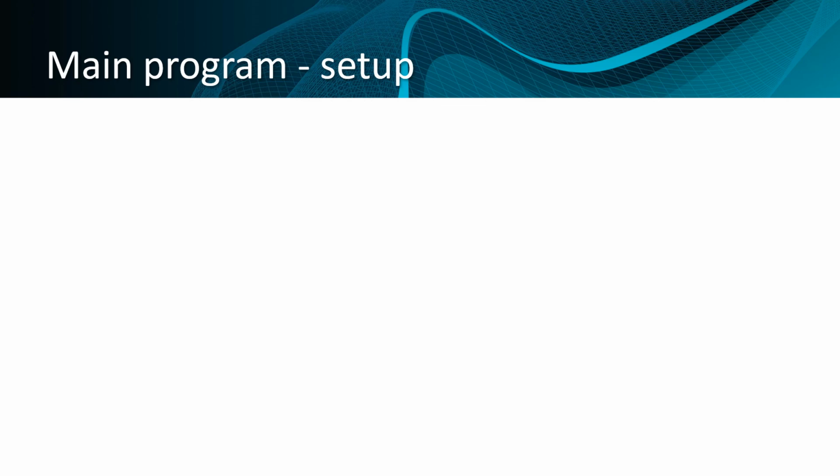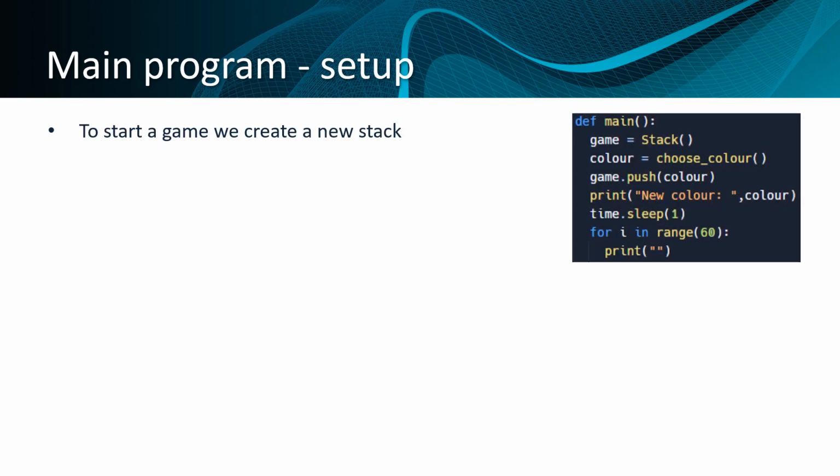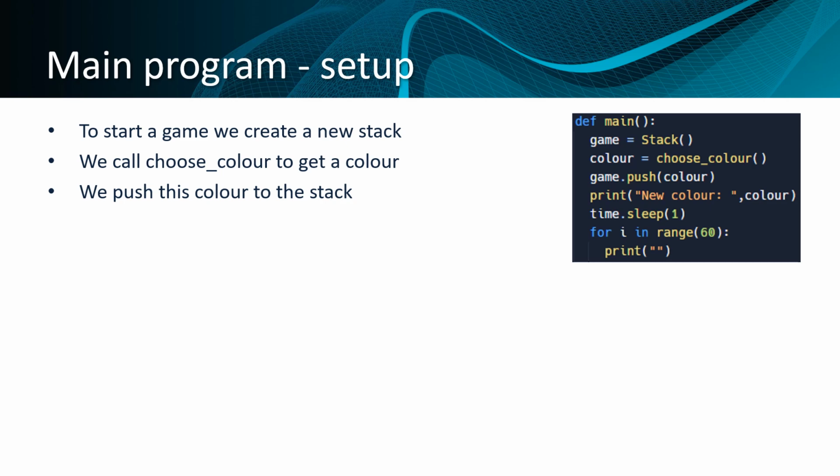So I've broken it into sections, and to begin with, we've got the start of the game where we set up the game ready to go. To start the game in this instance, we create a new stack. We call choose colour to get a new colour. We push this colour to the stack, and then we output the colour that we've just chosen.